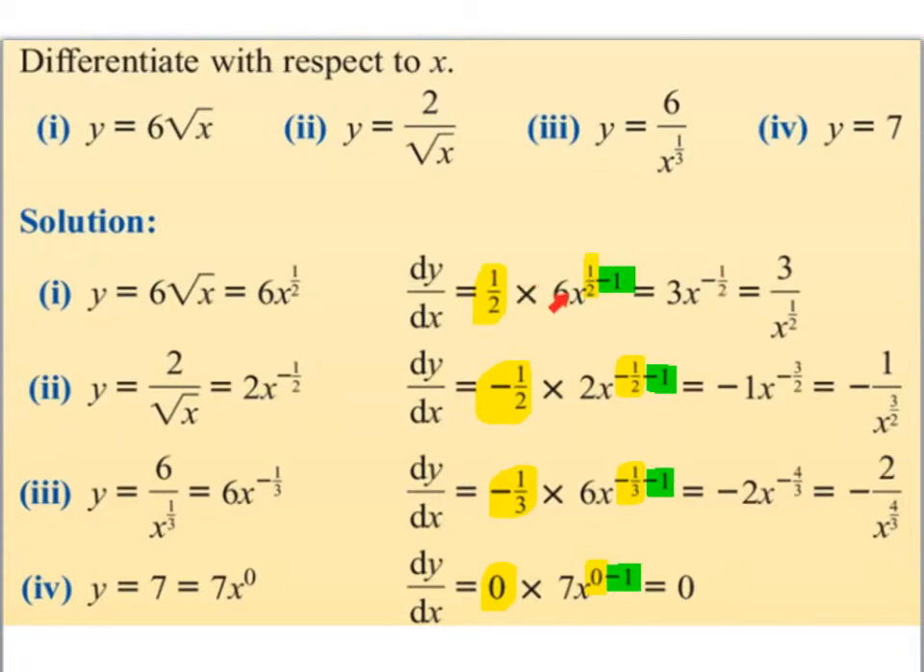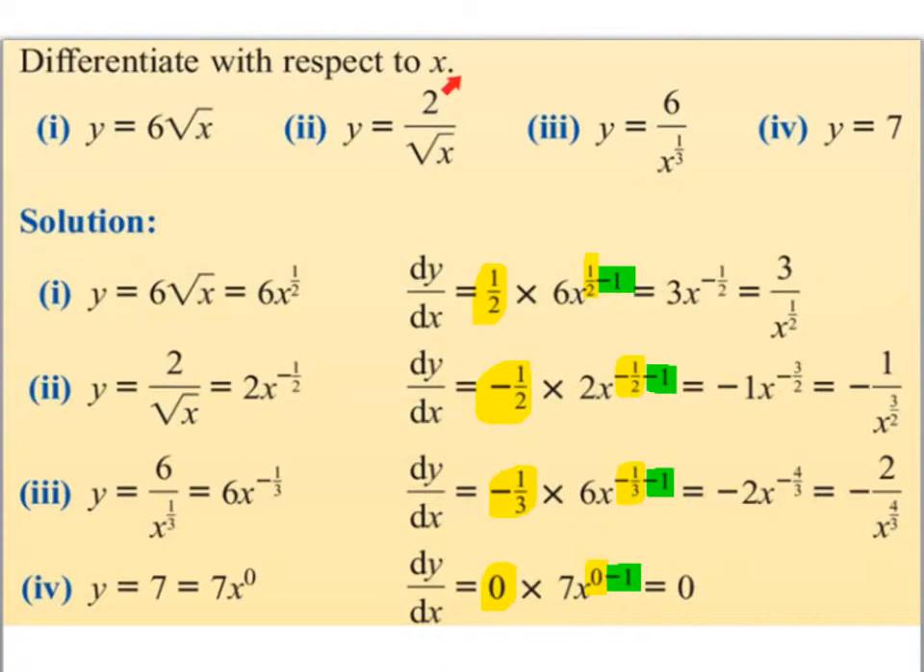So half multiplied by 6x is 3x. And a half minus 1 is minus a half. And then we rewrite this using our powers laws. So 3x to the power of minus a half becomes 3 over x to the power of positive a half.